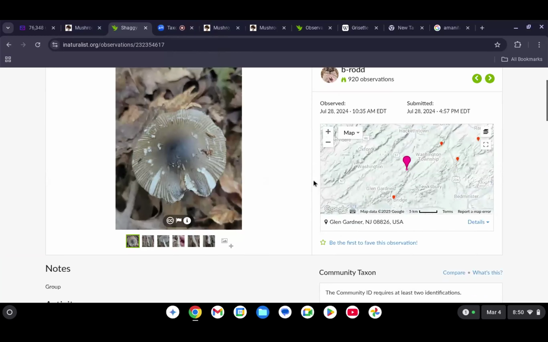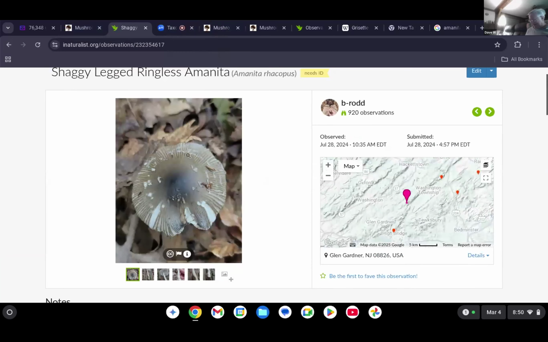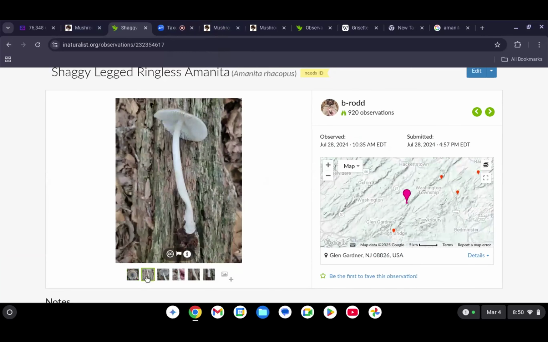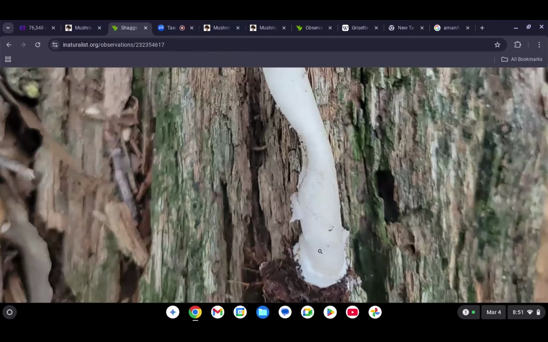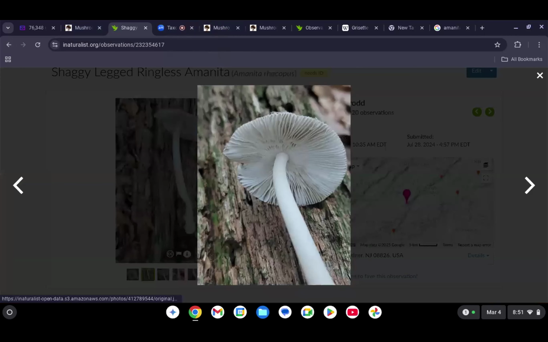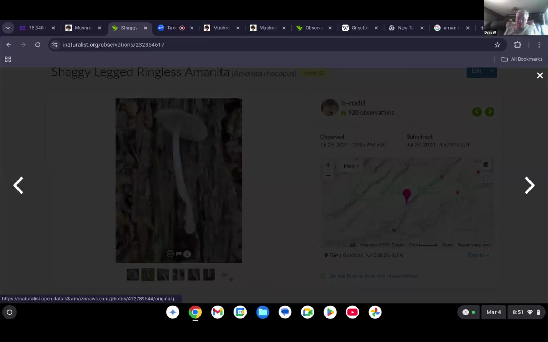Just take a quick look, buddy, because I don't know if this is actually Rhacopus or not. It's a little bigger than a lot of the section Vaginatae that I'm used to seeing. The volva's tall and not turning slender gray. The volva's not turning gray on the bottom. So I think this is something else.